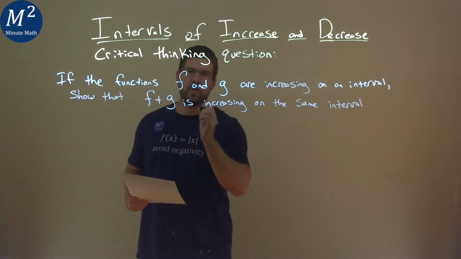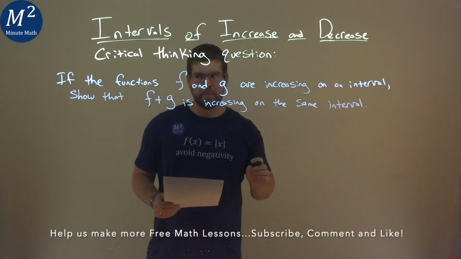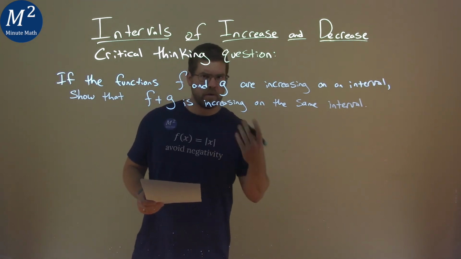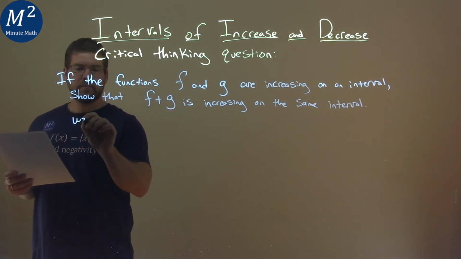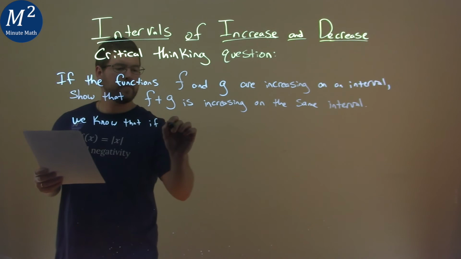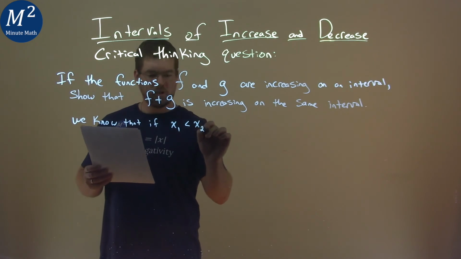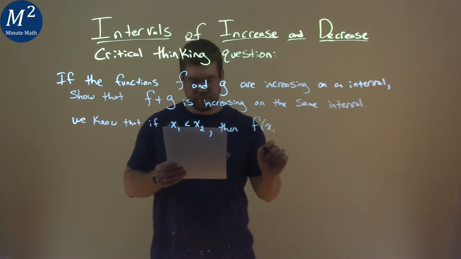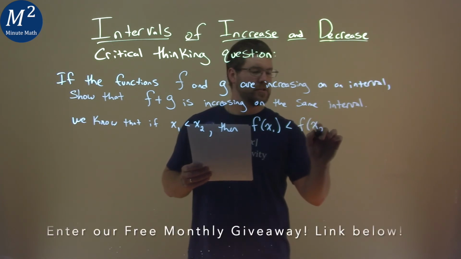We're given this critical thinking question. If the functions of f and g are increasing on an interval, show that f plus g is increasing on the same interval. Okay, so what we know here, if f and g are increasing on an interval, we know that if x1, some x value, is less than x2 on our interval, then f of x1 has to be less than f of x2.